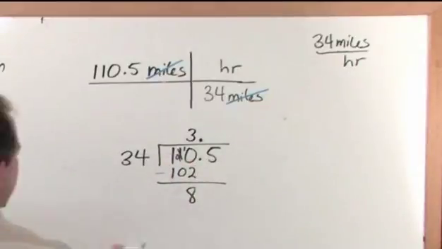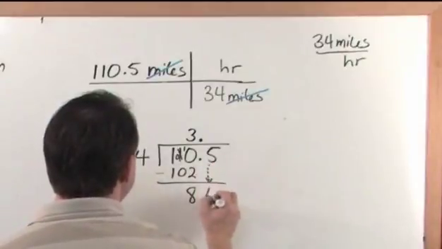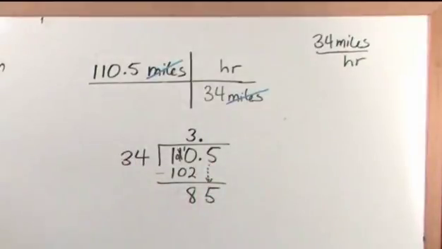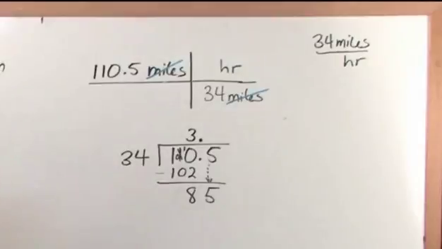And now you have to ask yourself, after you do this subtraction, the next thing you need to do is to drop down the next digit, is what we always do, which is 85. And now you have to ask yourself, how many times can 34 go into 85?